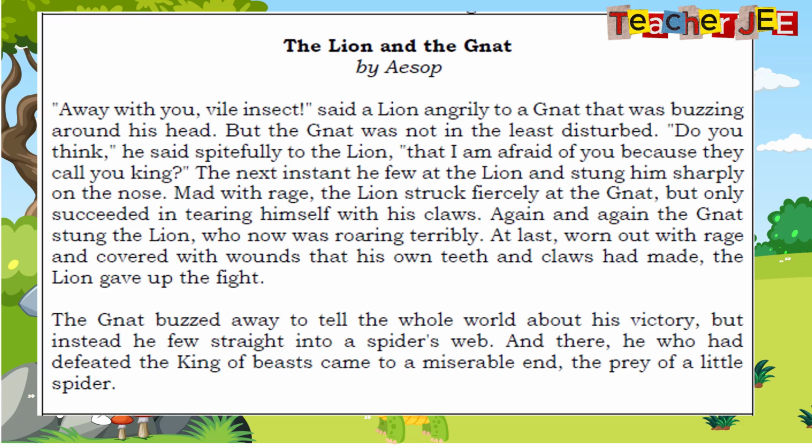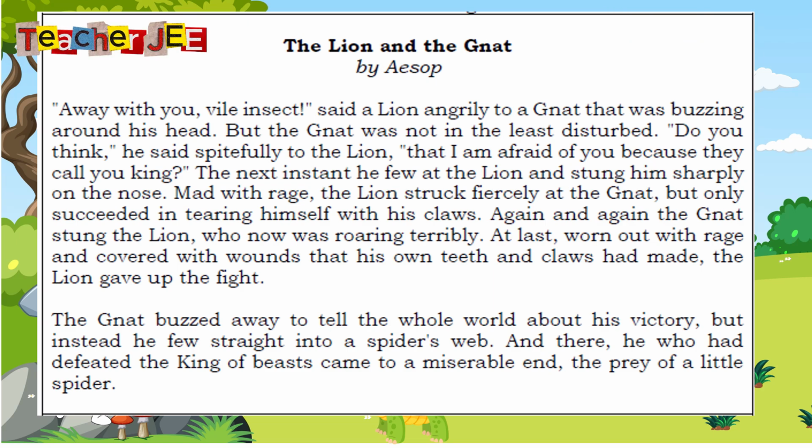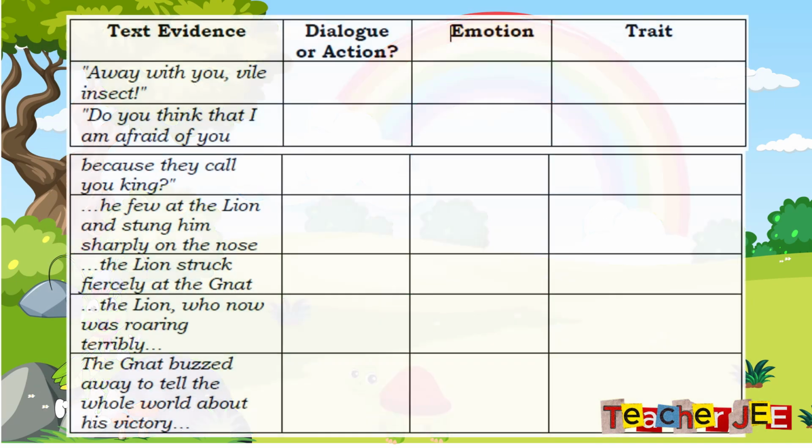Mad with rage, the lion struck fiercely at the gnat, but only succeeded in tearing himself with his claws. Again and again, the gnat stung the lion, who now was roaring terribly. At last, worn out with rage and covered with wounds that his own teeth and claws had made, the lion gave up the fight. The gnat buzzed away to tell the whole world about his victory, but instead he flew straight into a spider's web, and there he who had defeated the king of beasts came to a miserable end, the prey of a little spider.